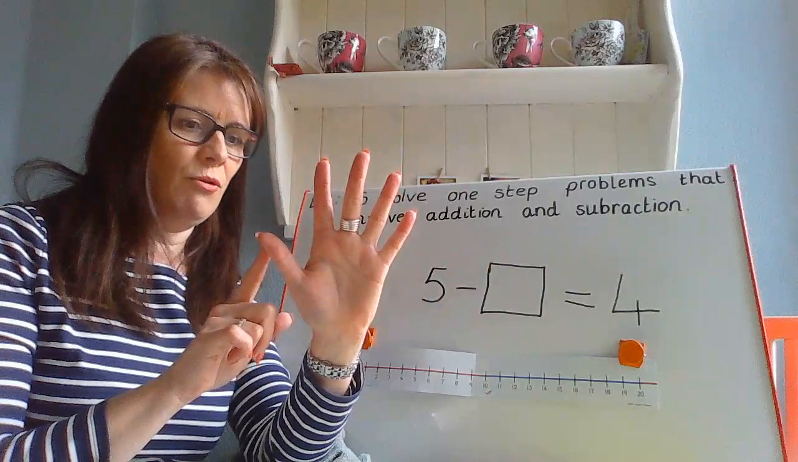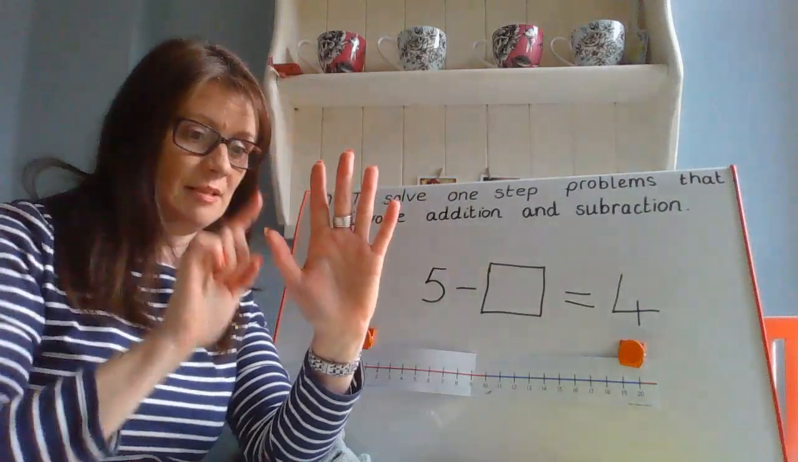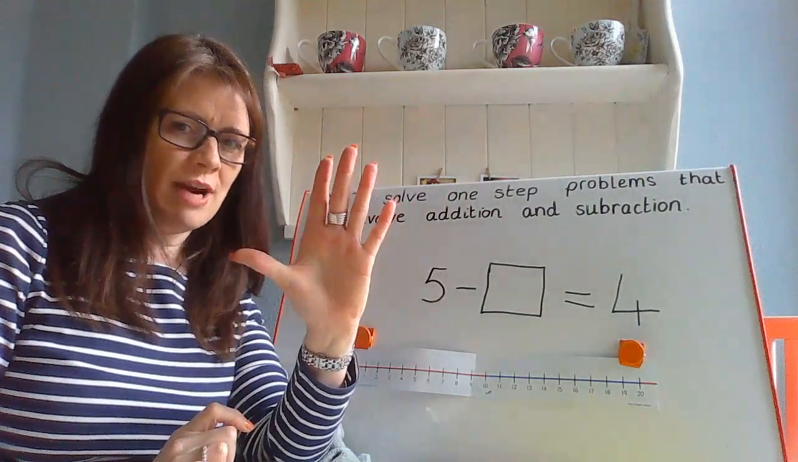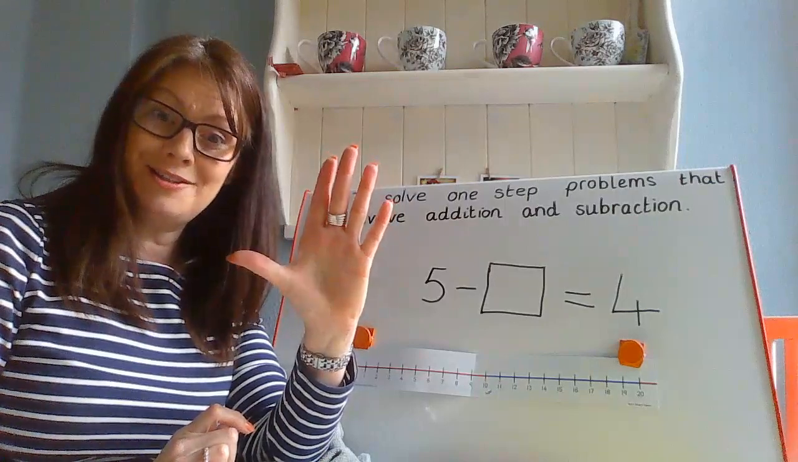So hang on, let me find 4. 1, 2, 3. 1, 2, 3, 4. That's my answer going to be. So what do I have to take away? What do I have to subtract? So my answer is 4. That's right, just 1.